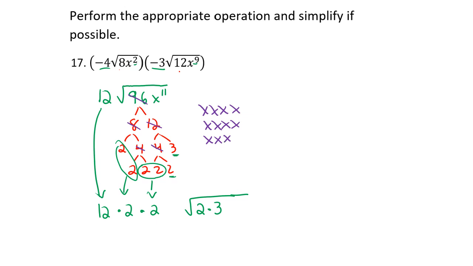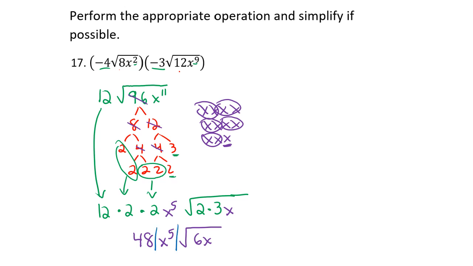All right, and I'm going to be circling two at a time. 1, 2, 3, 4, 5. X to the 5th, and then x left inside the radical because it didn't get circled. I'm going to multiply it all together. 12 times 2 times 2, that's 48 x to the 5th square root 6x. I do have an even index. This is a square root. I do have a variable with an odd exponent, so it gets absolute value signs.